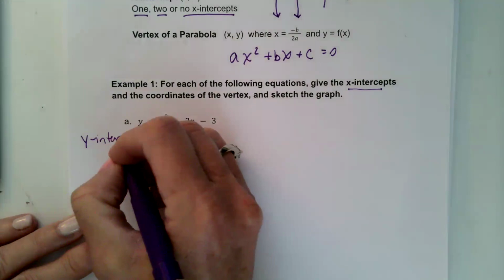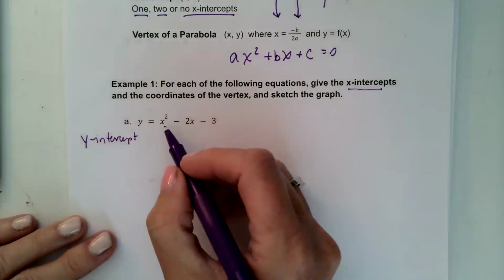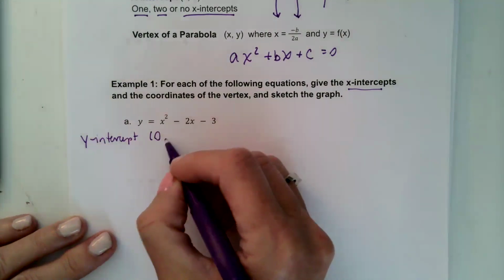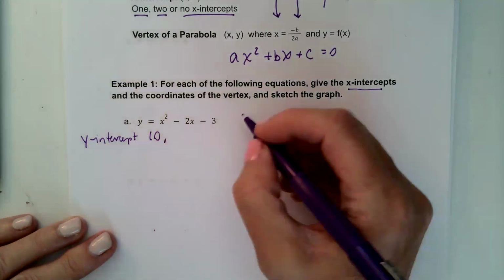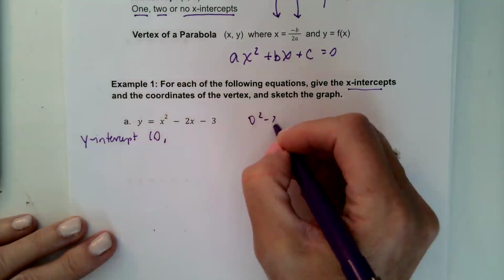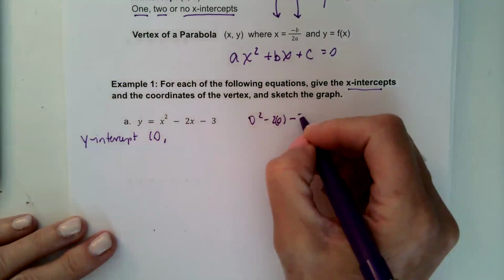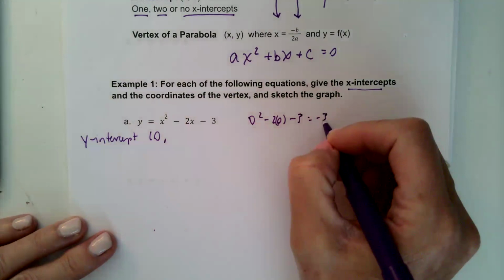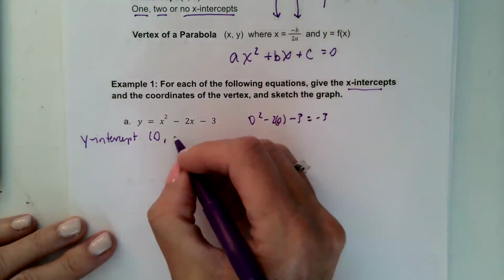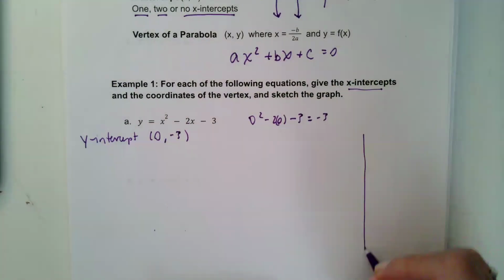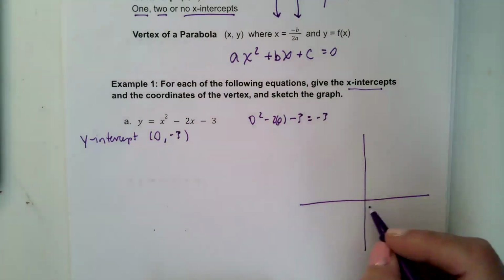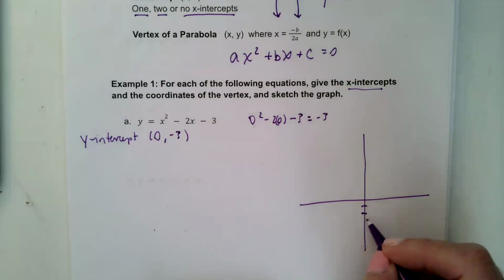So the y-intercept is easy because I can put in 0 for x. If I put in 0 for x, this goes to 0. This goes to 0. And I'm left with a -3. So that's my y-intercept. So I'm just going to draw a quick graph. So 0 at -3 right here. There's my, now it's not necessarily my vertex, but it's where I'm crossing the y-axis.